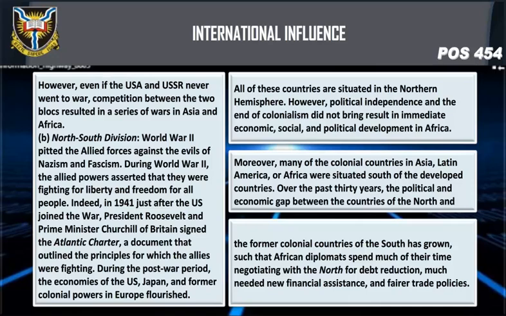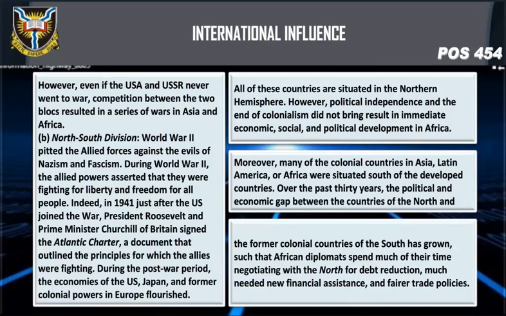North-South division. World War II pitted the Allied forces against the evils of Nazism and fascism. During World War II, the Allied powers asserted that they were fighting for liberty and freedom for all people. Indeed, in 1941, just after the US joined the war, President Roosevelt and Prime Minister Churchill of Britain signed the Atlantic Charter, a document that outlined the principles for which the Allies were fighting.